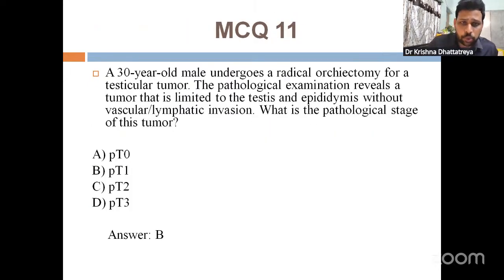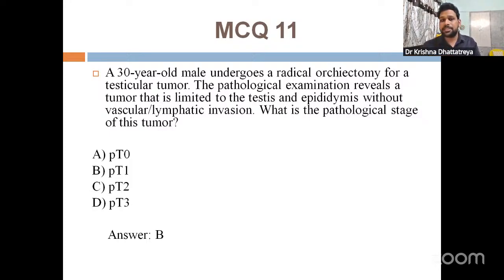So the last question, this is much more of a theoretical question. What happens? This patient, 30 years male, underwent radical orchidectomy. Remember one thing, always the pathological staging of the testicular tumors is after surgery only, after the primary surgery. So the radical orchidectomy always comes under the initial evaluation of the patient only.